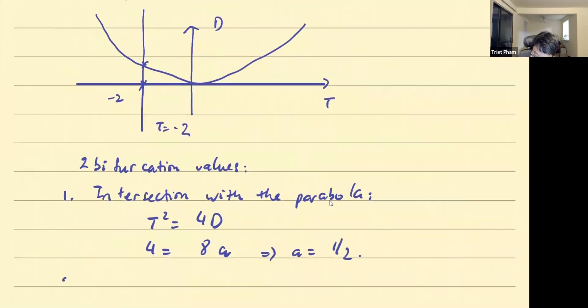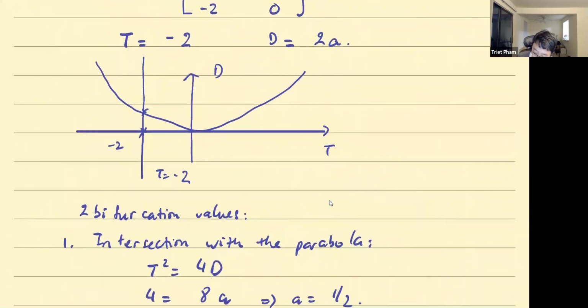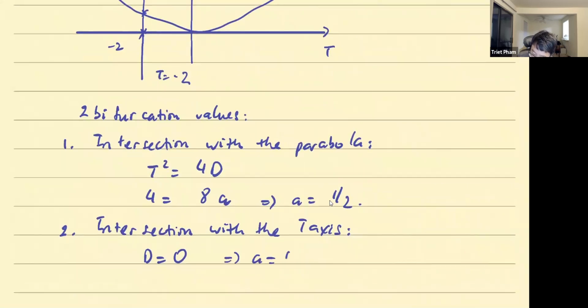The second one is the intersection with the t-axis. So intersection with the t-axis means d equal to 0. But d equal to 0 means a equal to 0. So your two bifurcation values are a equals 1/2, and a equals 0. Okay. Any question on this?